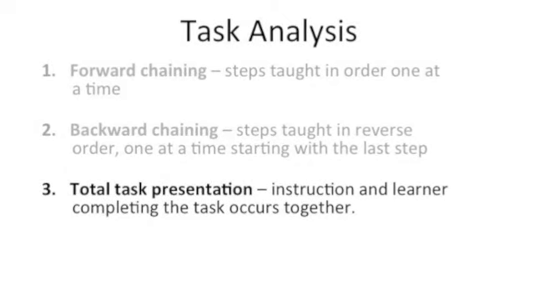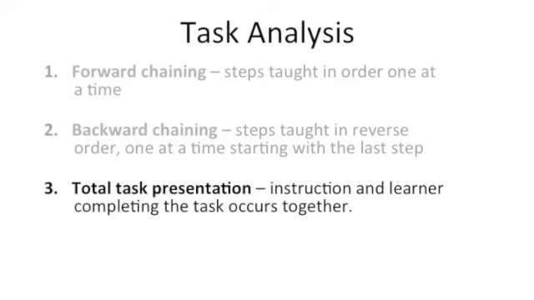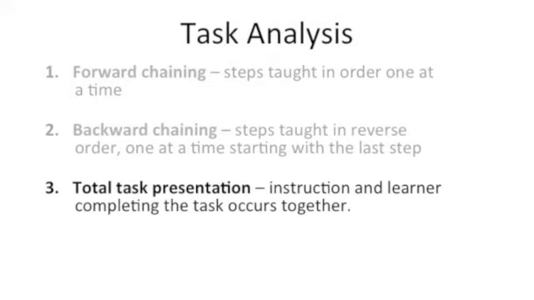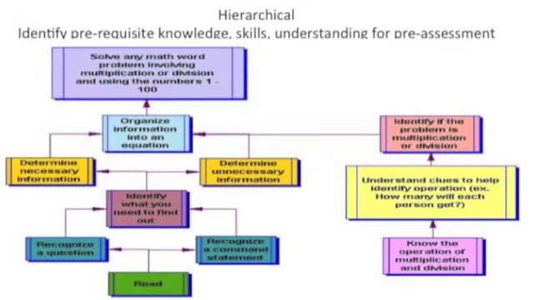Total task presentation is where the learner receives the instruction on all of the steps completing the task, and then the learner goes through and completes each task in a row individually. Modeling is an example of total task presentation. So there are 3 ways to teach a task that has been analyzed: forward chaining, backward chaining, and total task presentation. Now let's look at some examples of task analysis.